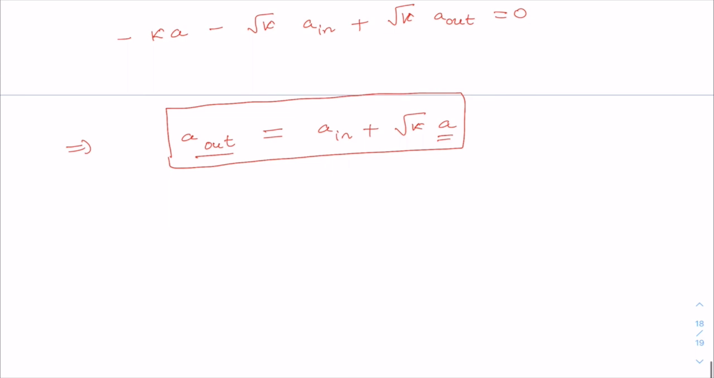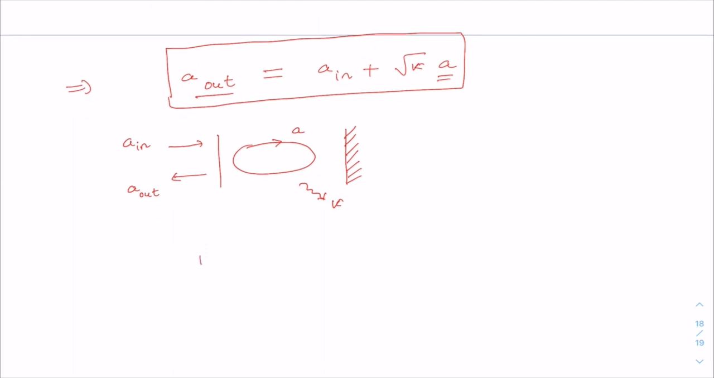In fact, we can represent it by a diagram here. So we have this Fabry-Pérot cavity where one of the mirrors is perfectly reflecting and the other mirror is partially transmitting. So input is incident here, and then output is the reflected part. And inside the cavity there is a circulating cavity mode, and it decays at the rate kappa. Now if kappa is equal to 0, that means the cavity decay rate is 0, then you immediately see that whatever is getting incident is going to get reflected.